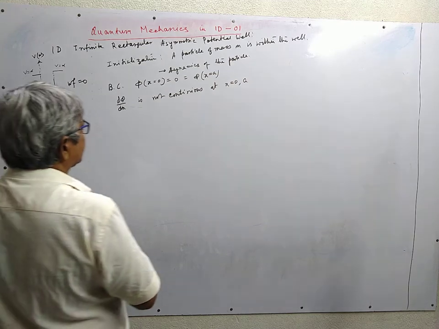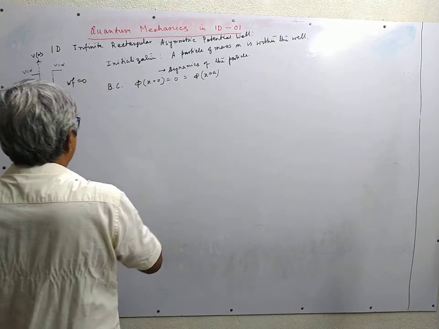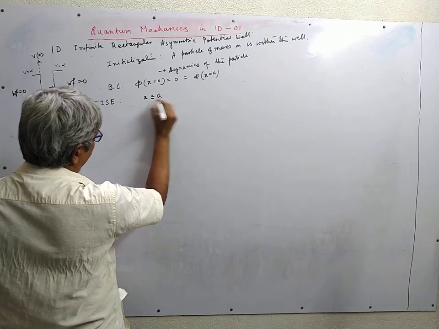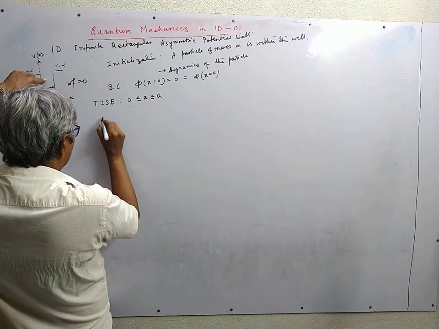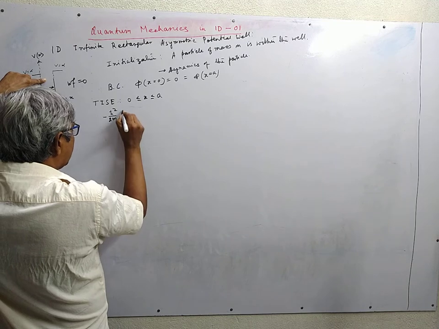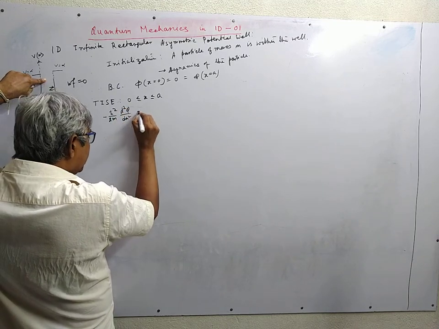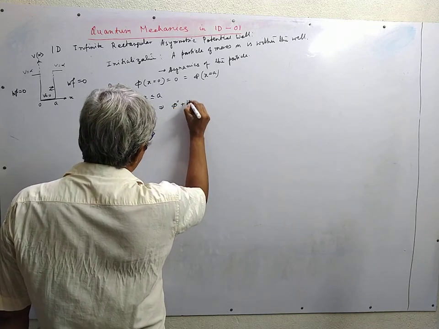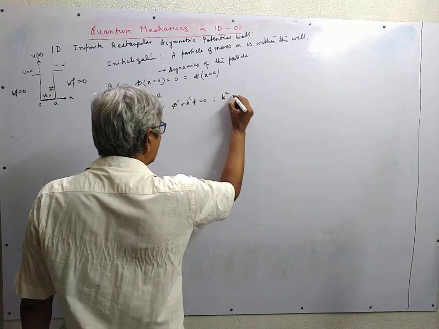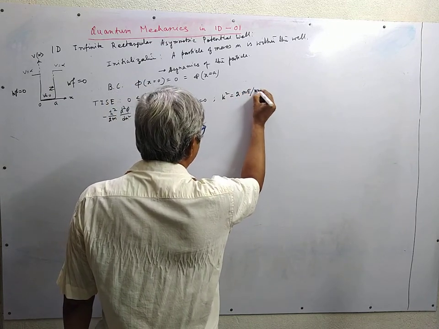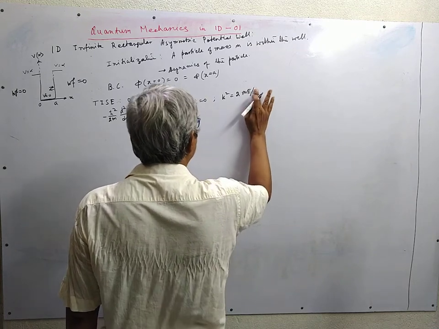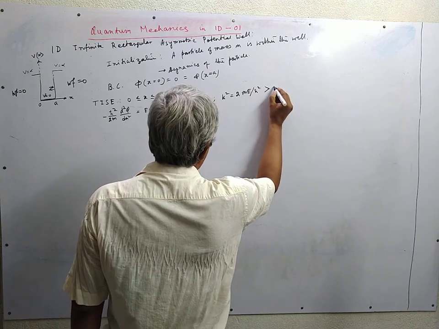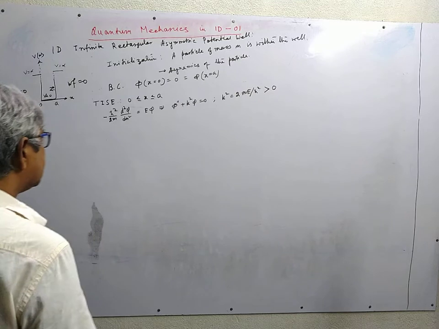So we write the time independent Schrodinger equation for x greater than or equal to 0 and less than or equal to a. Here the potential is 0, so the equation is minus h bar square by twice m d2 phi dx2 is equal to E phi, which comes out to be phi double prime plus k square phi is equal to 0, where k square is equal to twice m E by h bar square, and it is greater than 0, since we have earlier shown that a free particle cannot have negative energy. So the solution is sinusoidal.